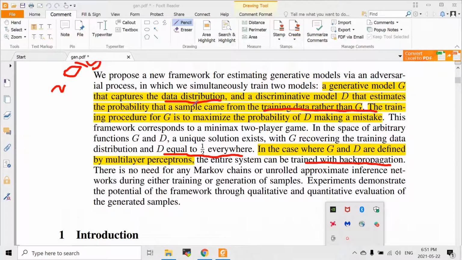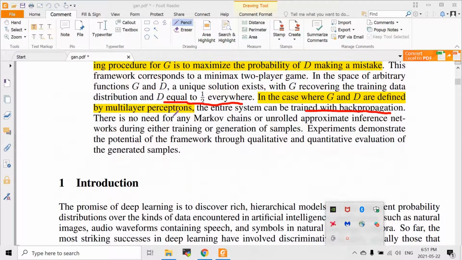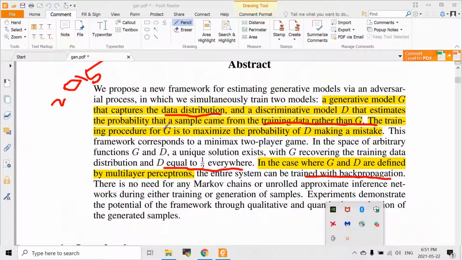So there's a reason why they're called adversarial nets. They're called adversarial nets because their objectives are different. The generator wants to fool the discriminator into believing that whatever data it is generating is actually from the training data distribution. In order to do that, it is going to capture the data distribution.